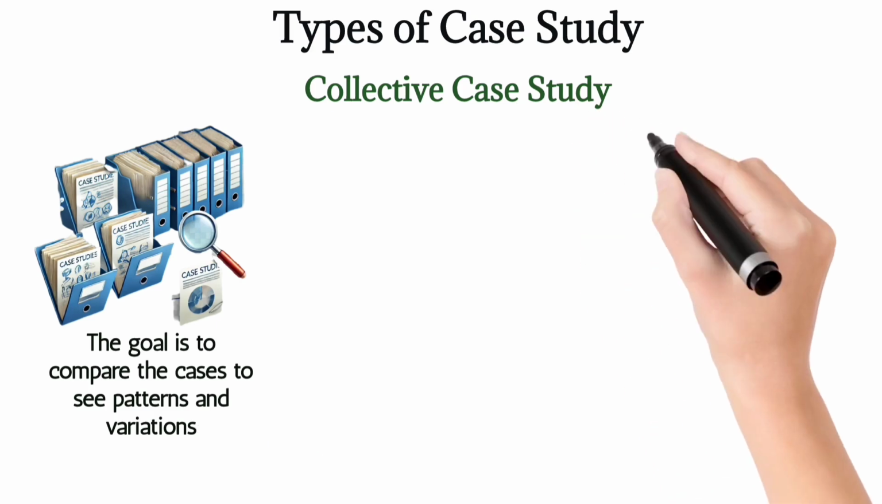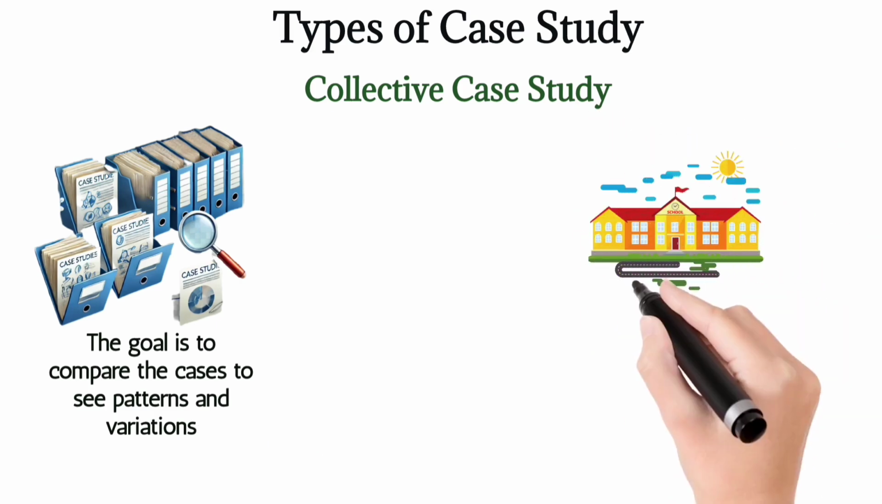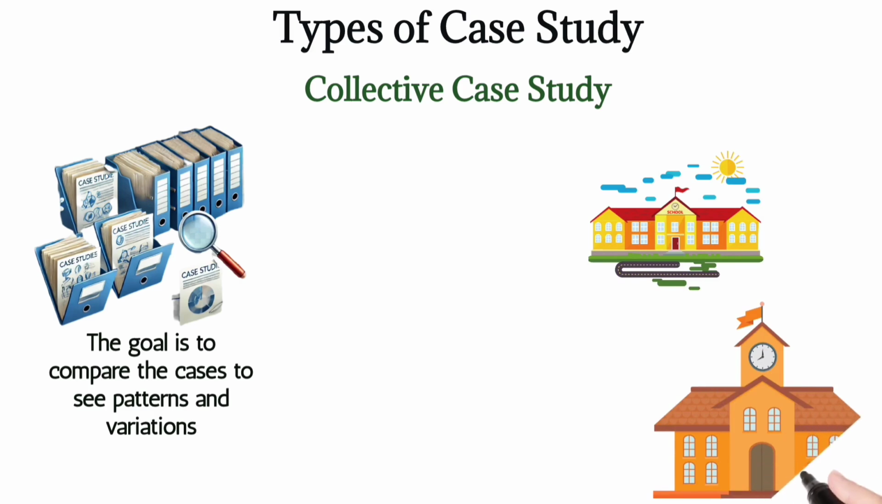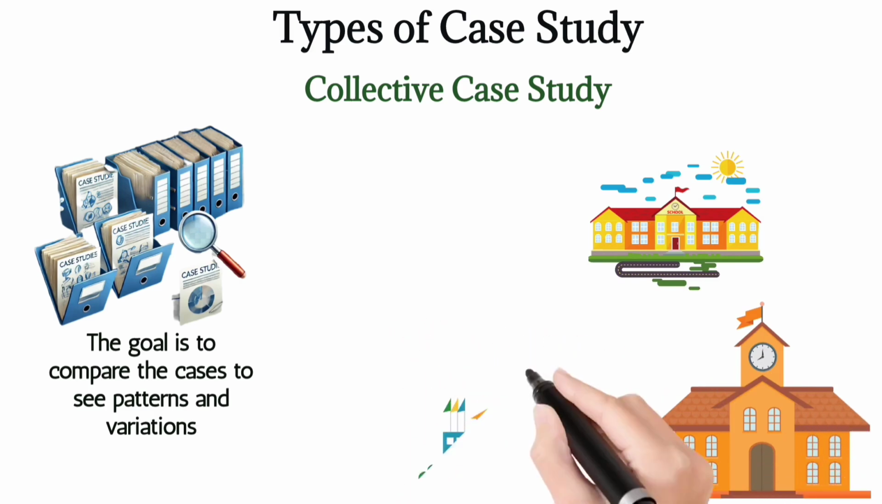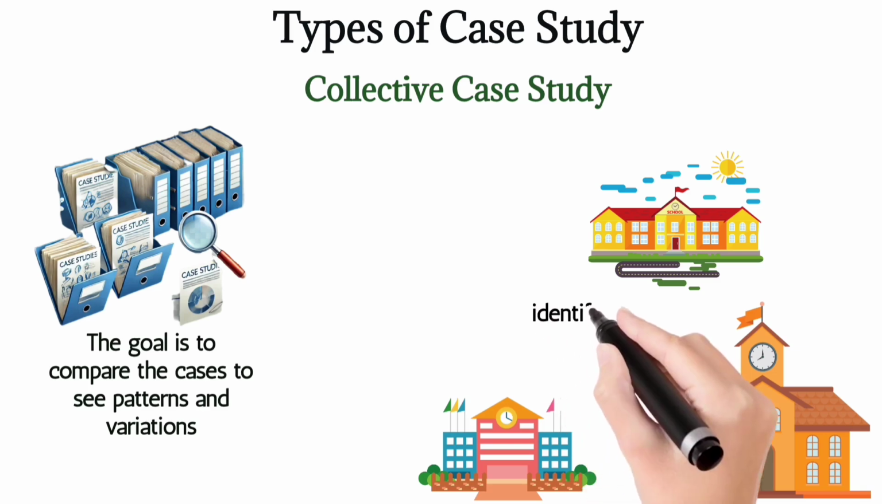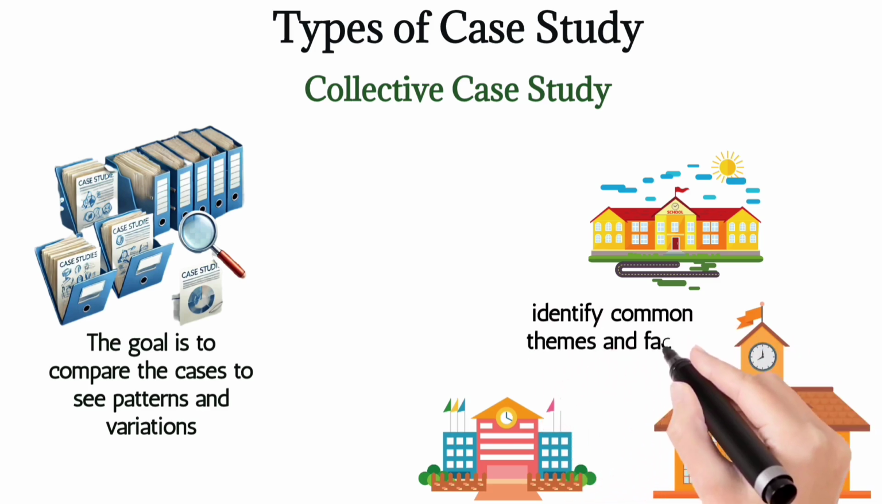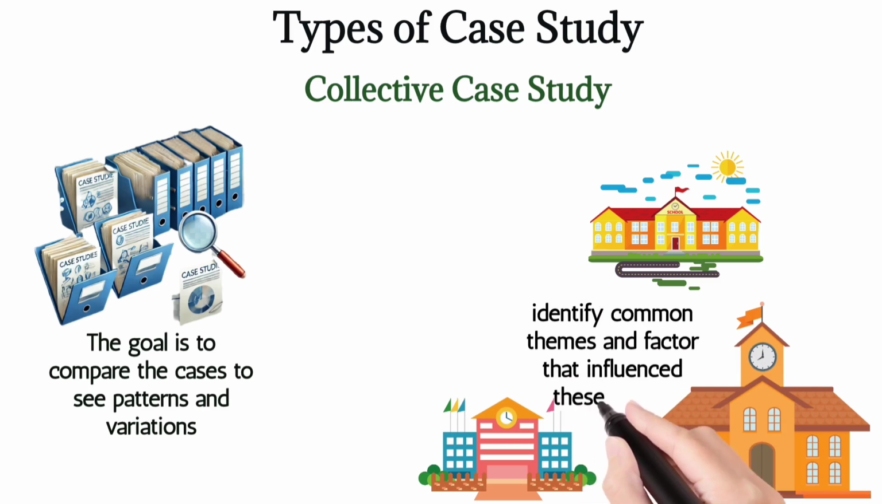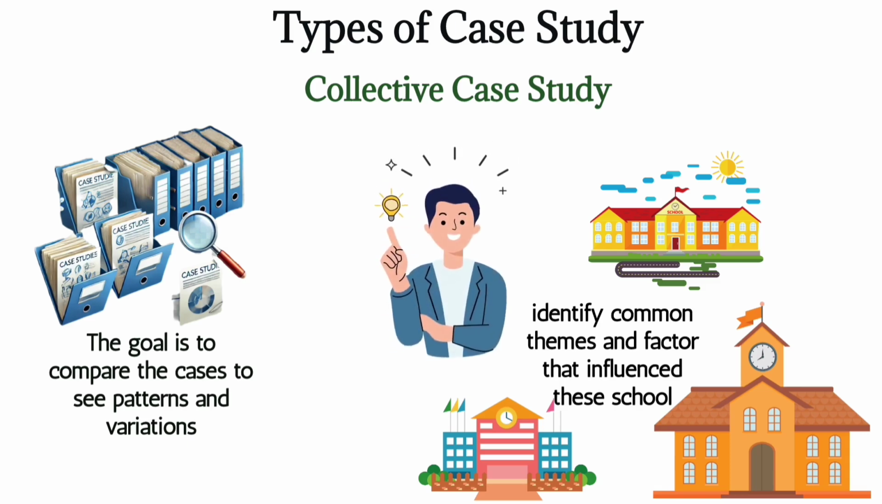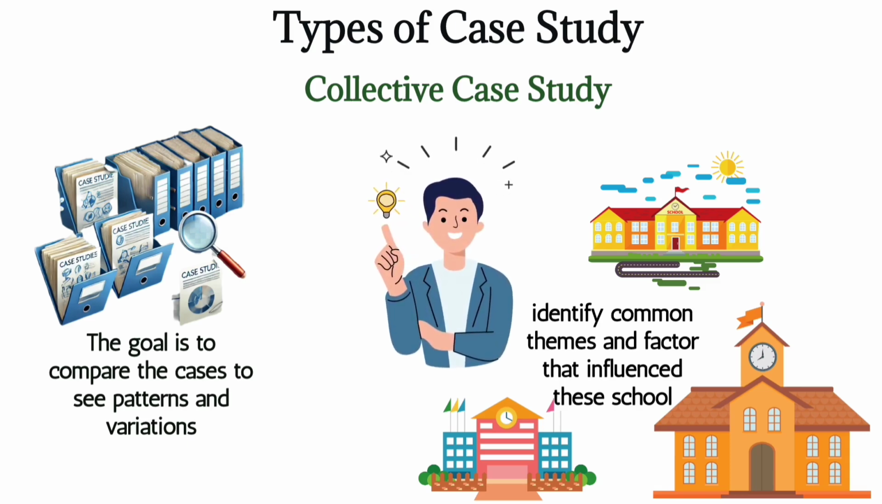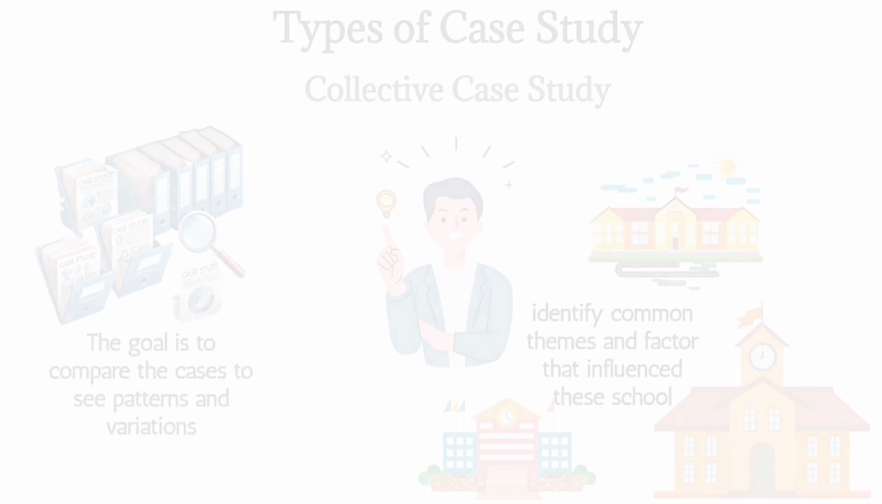For example, a researcher might study several schools that implemented the same educational reform. By comparing how the reform worked in different settings, the researcher can identify common themes and see what factors contributed to success or failure. Collective case studies help researchers understand broader trends by looking at multiple cases side by side.